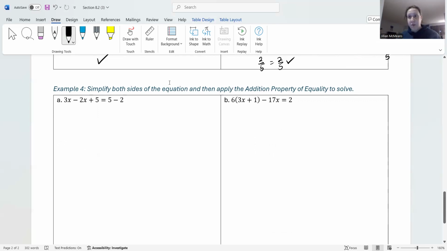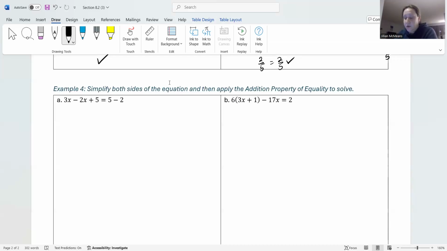So these are a little bit more involved, but that's okay. We're going to try to simplify the left and then simplify the right and see if we can get down to something where we can just use the addition property of equality. Okay? So we're going to combine like terms if we can. We're going to distribute if we need to. Okay, we're going to kind of clean up each side and get it as simplified as possible.